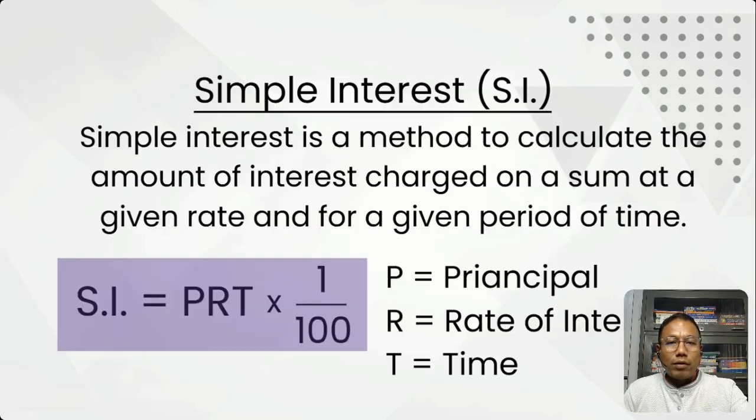Now, let's work with the definition of simple interest. Simple interest is a method to calculate the amount of interest charged on a sum at a given rate and for a given period of time. We have a formula for simple interest, that is PRT divided by 100, where P stands for principal, R is the rate of interest, and T is the time in years.